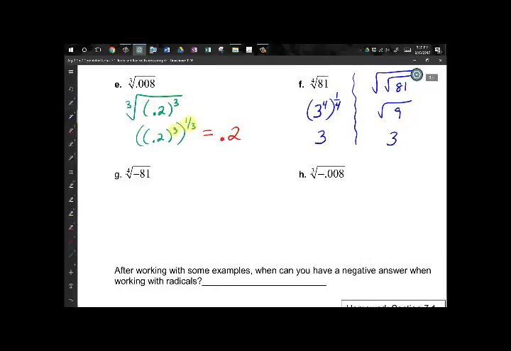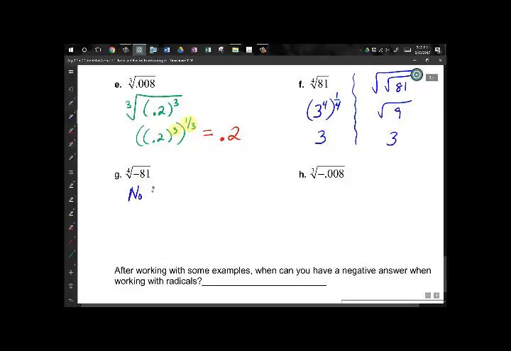How do we take the fourth root of a negative number? Well, once again, that's going to give you no real solution, because you cannot take the even root of a negative number. Okay? So we're going to write that down. Anytime that we have an even root of a negative number, you are going to have no real solution.